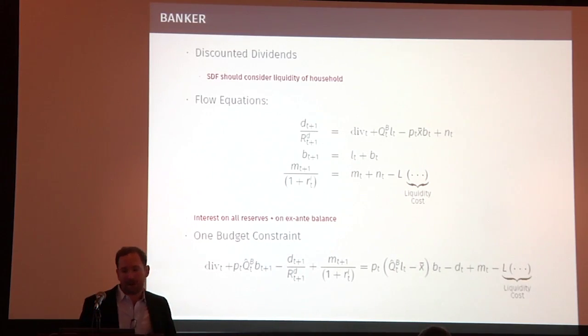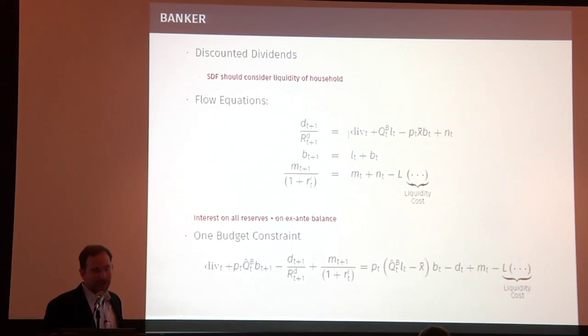Then you can go to the banker's problem. In the banker's problem, I lay down all of the accounting equations. So a bank will accumulate more deposits if it pays dividends or if it buys assets. So it can issue deposits to buy loans. If it had loans from a previous period, it will lower its liabilities because it's getting a return from past loans. And it can also issue deposits to buy cash. This is before there's any liquidity cost.